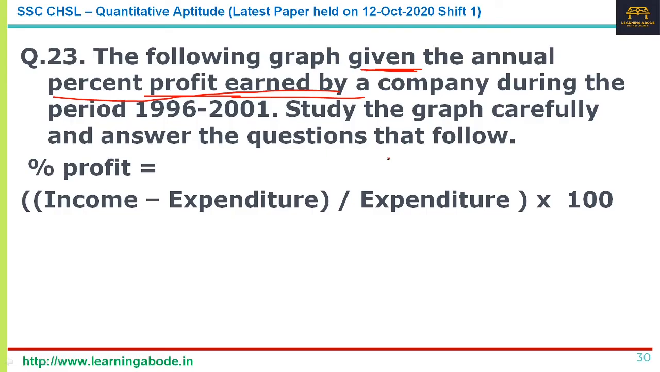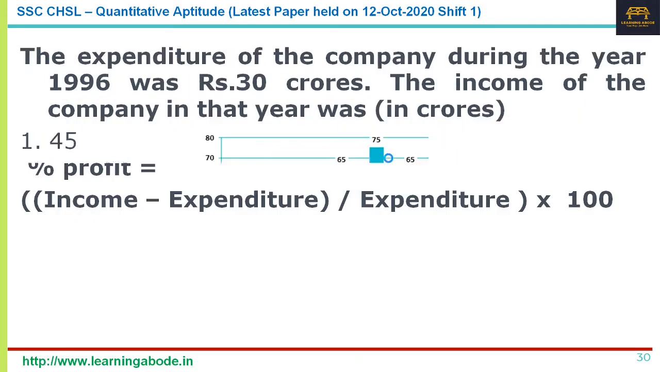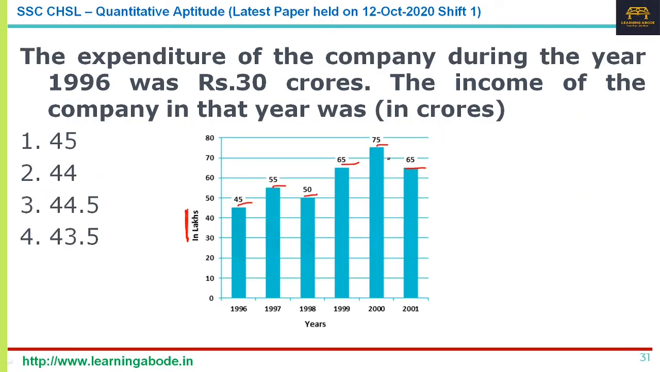So here, what they have told us is that the data is given and there is a percentage profit, which is income minus expenditure upon expenditure into 100. Okay, so the first question is, the income is asked. It says that the expenditure for the company is 30. That is the investment. What is the income for that company that year?